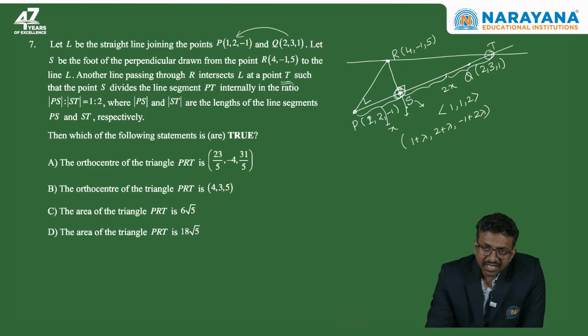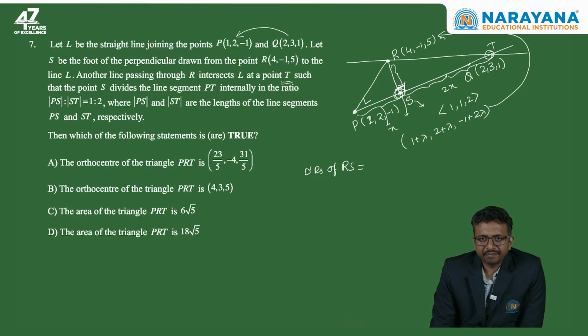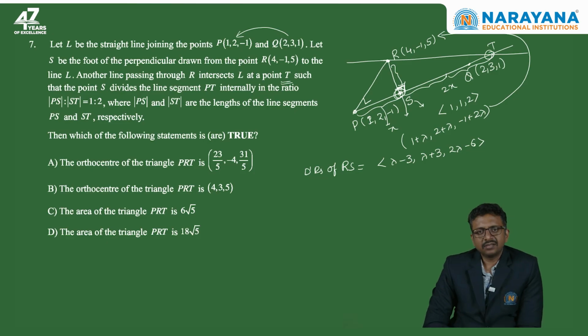Now S should be such that this perpendicularity condition is valid. That means the dot product of these DRs. So the DRs of RS is this point minus this point, which is lambda minus 3, lambda plus 2 plus 1, that is lambda plus 3, and 2 lambda minus 6. So those are the DRs of RS, right?